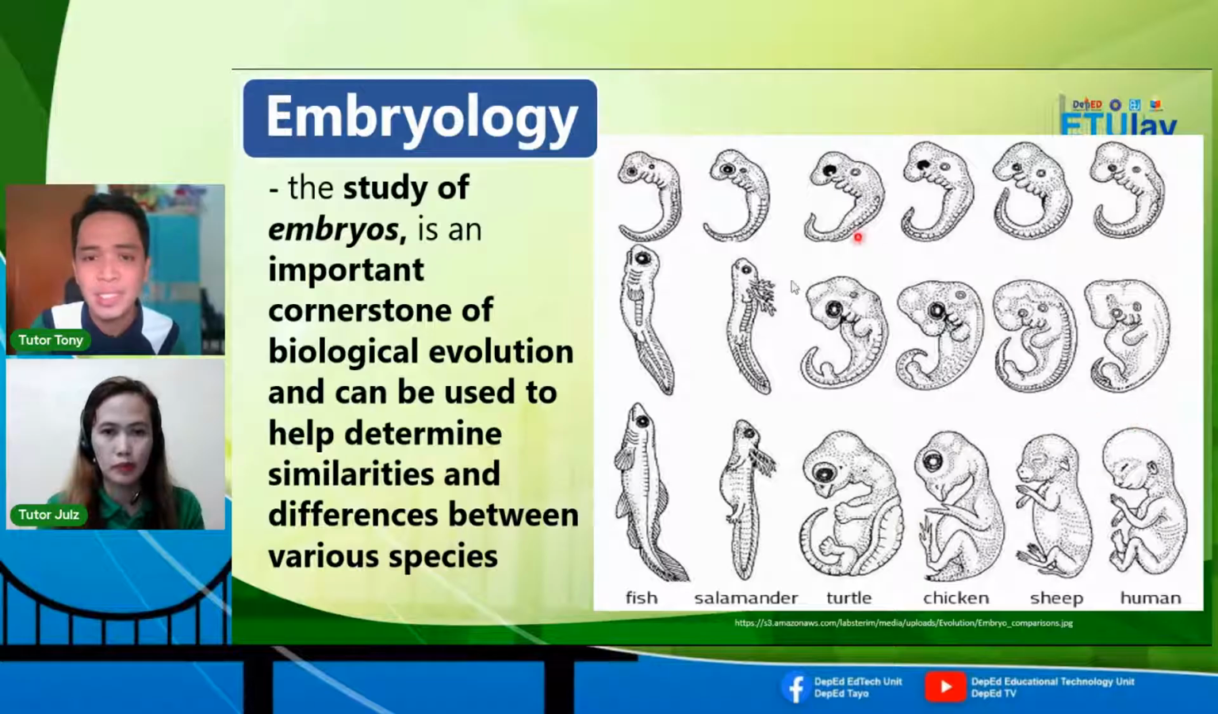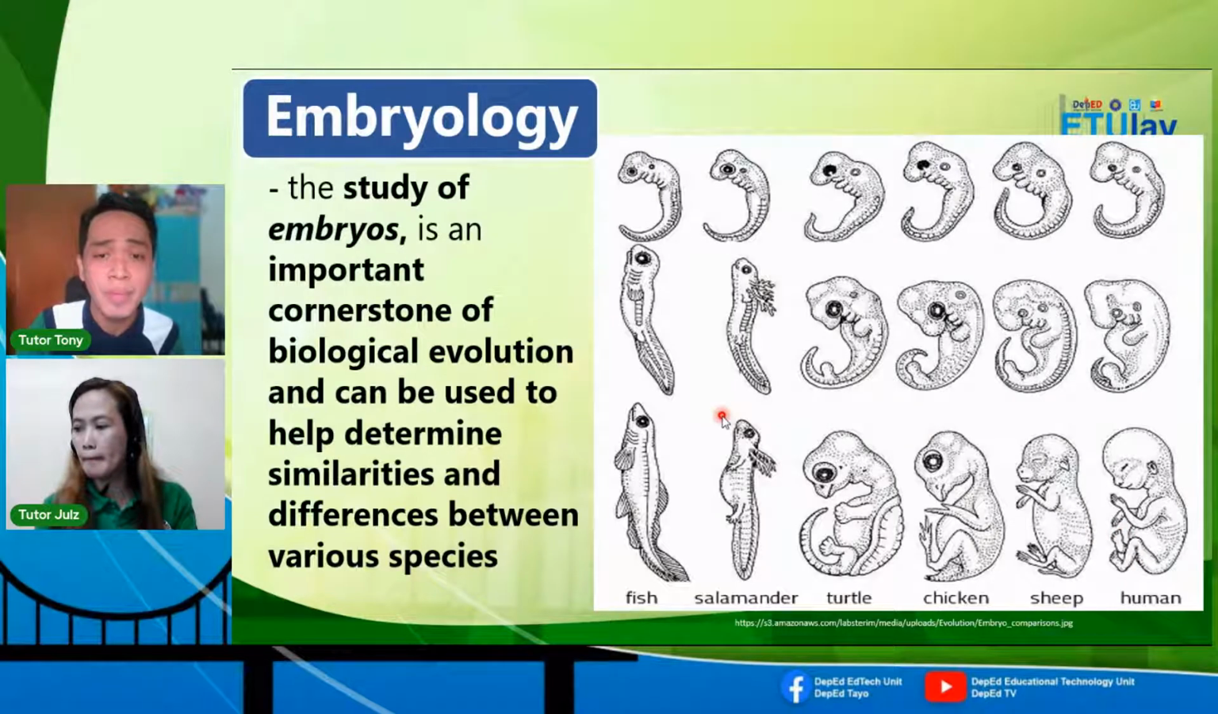So if you will notice, these animals, the fish, the salamander, the turtle, the chicken, the sheep, and the human, anong similarities nila mga ka-ELS? They are all vertebrates. They are all animals or organisms that has backbone. And if you would remember sa ating discussion on earth science, we have discussed that from fish or from invertebrate animals na nabuhay sa kailaliman ng mga bodies of water before.